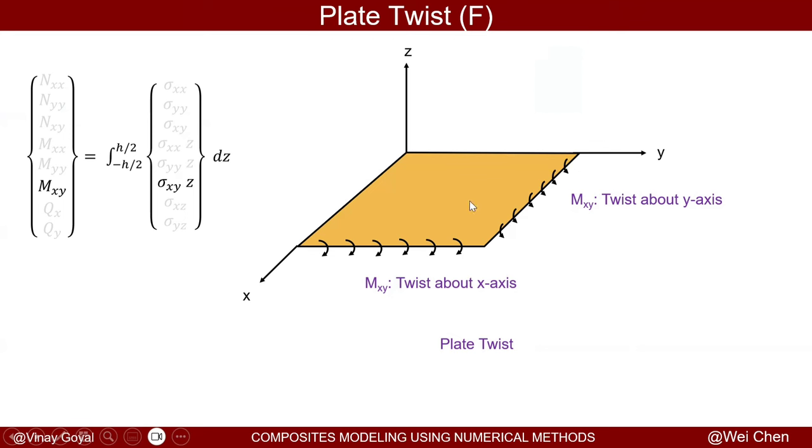Okay, let's start. The first case is this plate, the shell under the biaxial tension. Okay, we open Abaqus. We first create the part, using the shell planar. Then the size in x direction is 4, y direction is 3.